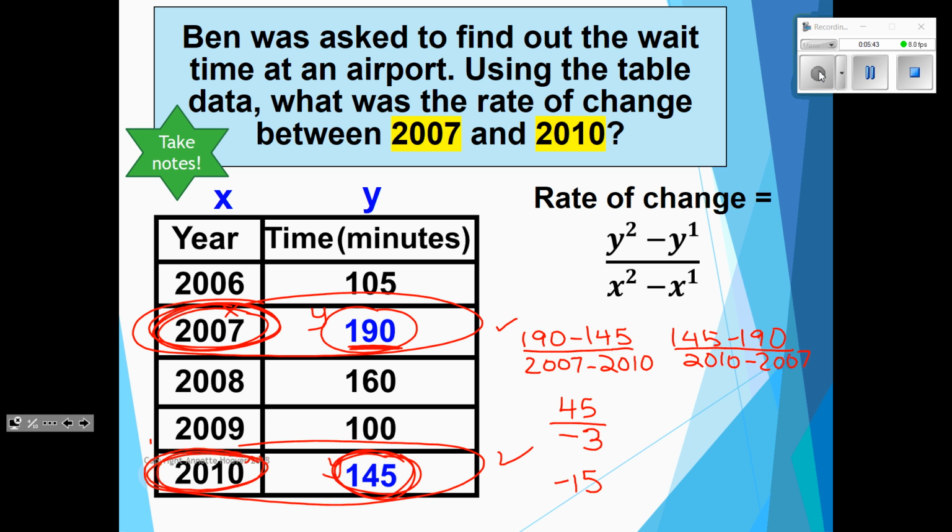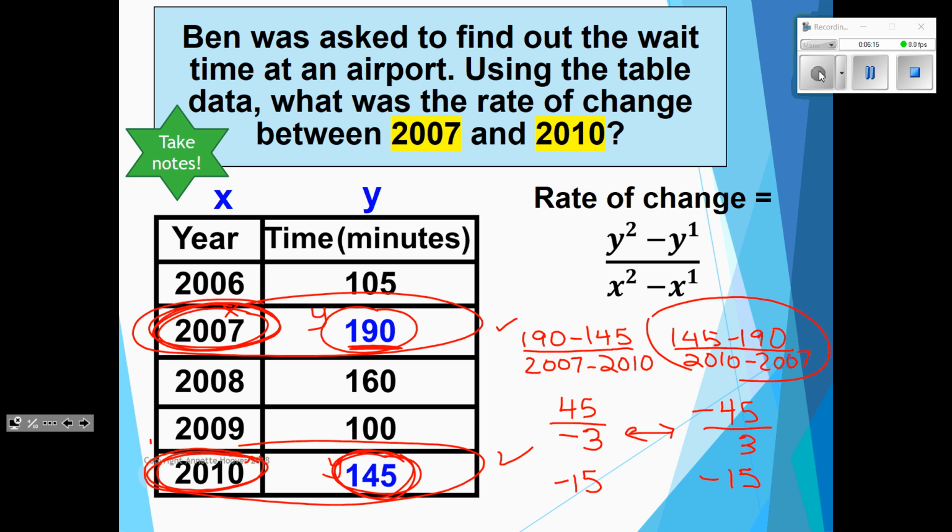But let's look at the second example. I could have set it up this way. What is 145 minus 190? It is negative 45. 2010 minus 2007 is 3. Now look at these two. It just changes which one has the negative on it, but we know that when dividing with one negative, the answer is negative. So it doesn't matter which way I set it up. Both of them are negative 15, which stands for a decrease in 15 minutes per year.